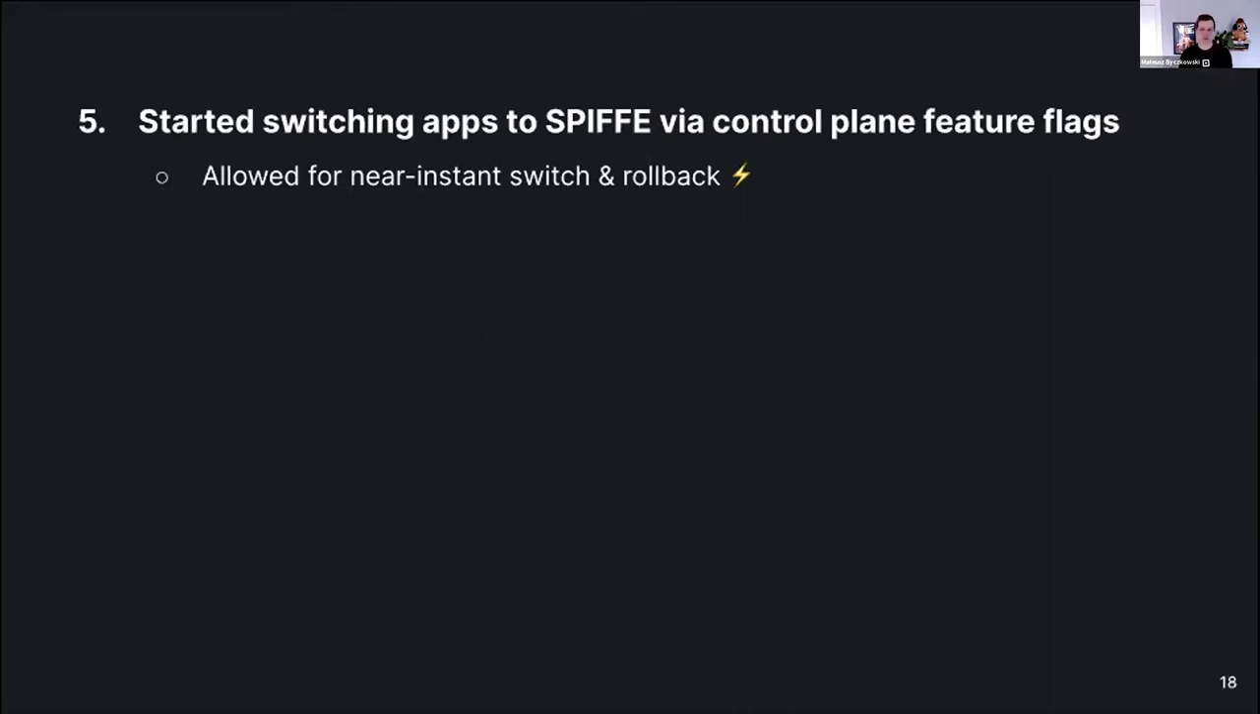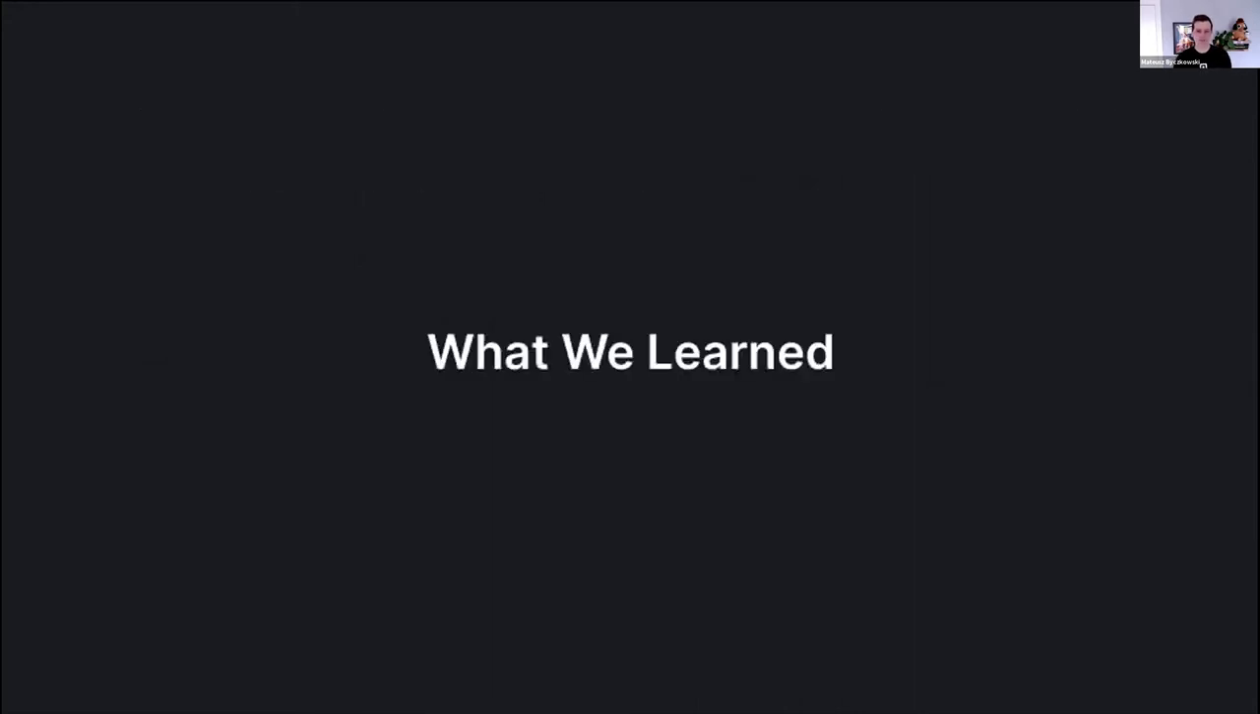And for that, we built feature flags into the Envoy control plane. And then we had a really fast way of switching to SPIFFE and back. So any new connection connecting to a particular Envoy sidecar could be using SPIFFE certificates. And then you could just switch the feature flag back and go back to the homegrown certificates.